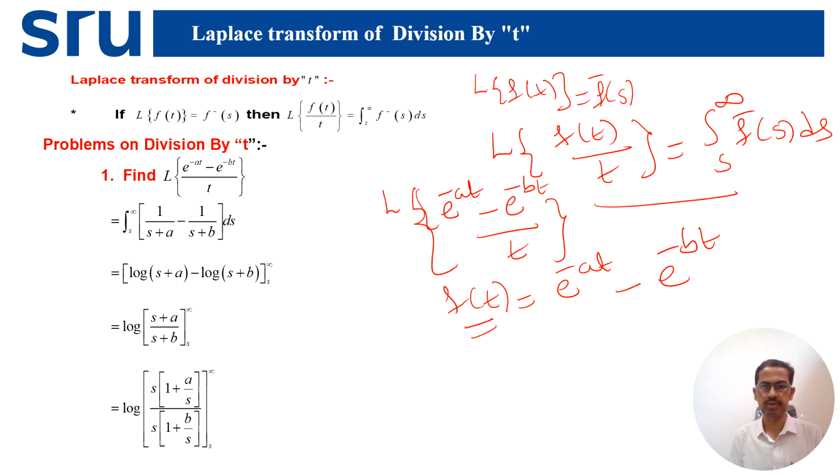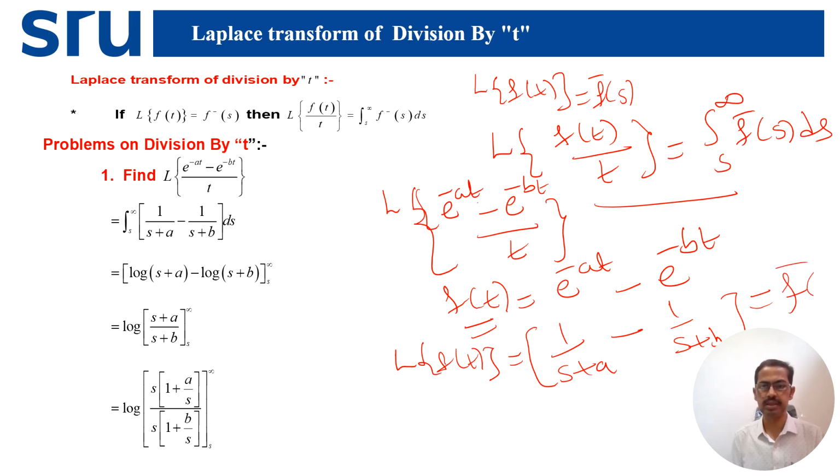So the Laplace transform of f of t is 1 by s plus a, right? Minus 1 by s plus b. This is f bar of s. The Laplace transform of f of t is f bar of s. This is f bar of s, right? Now apply the division by t formula. Here f bar of s is this.